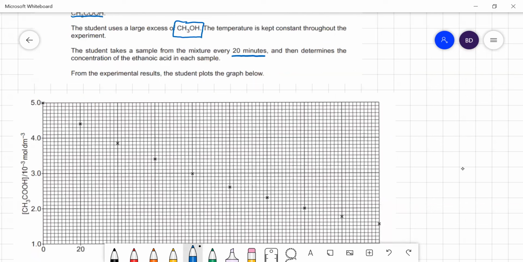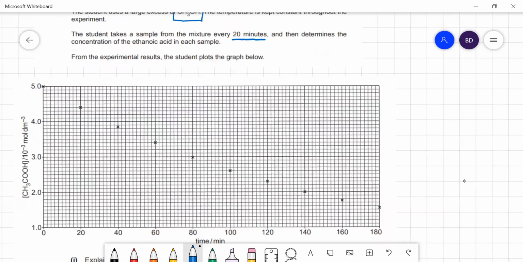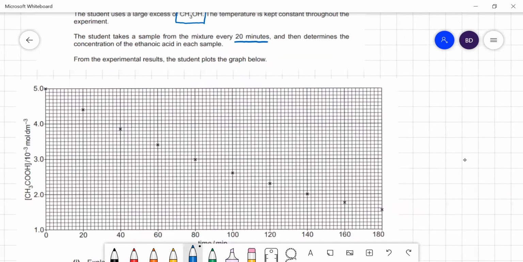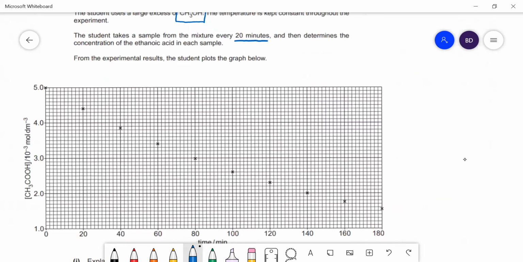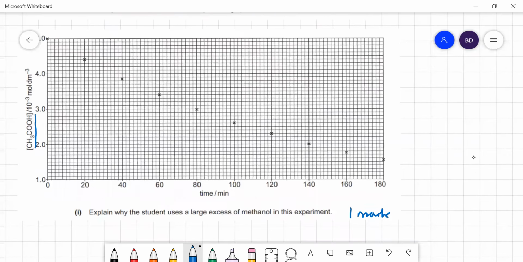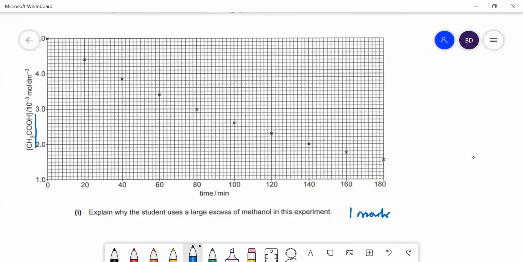Okay, so we can assume that because the methanol is in large excess, the concentration of methanol is not changing. So any change in rate is just due to the change in the concentration of the ethanoic acid. Right, it says here, explain why the student uses a large excess of methanol. Well, so that essentially the methanol concentration is so big that it doesn't change.